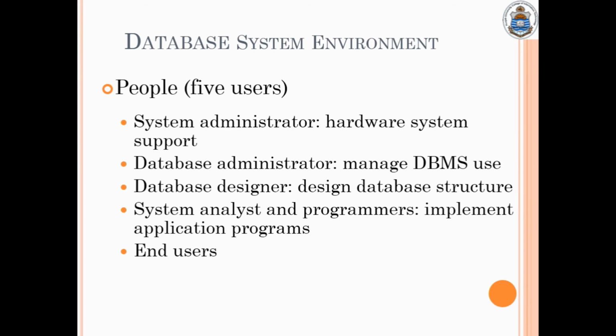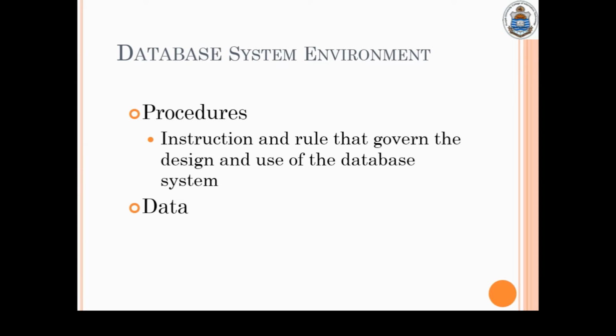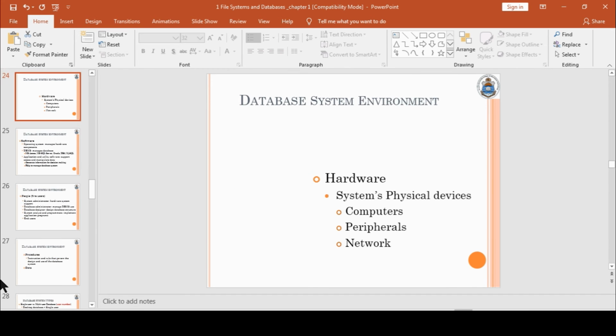Going back to the objects, the procedures are the instructions and rules that govern the design and use of the database system. And the last object is the data. Now let me explain all of that with an example so that you have a firm grip of the concepts.